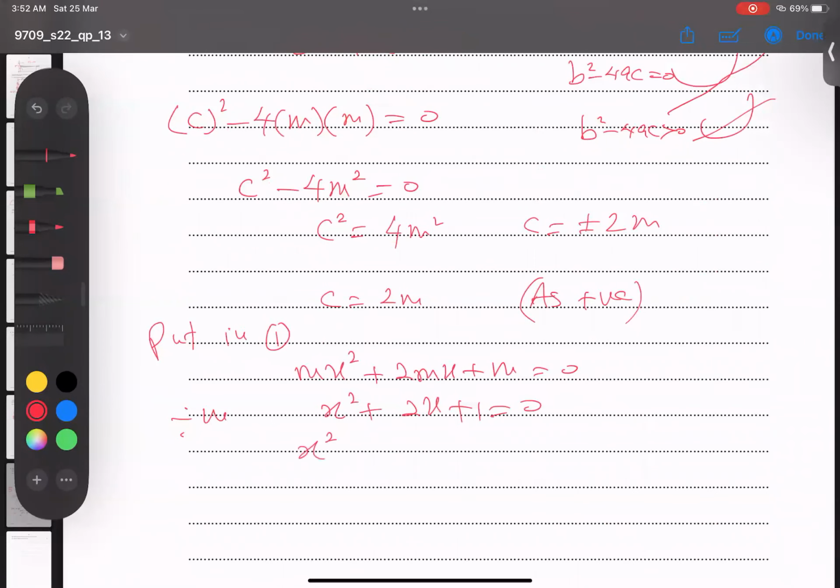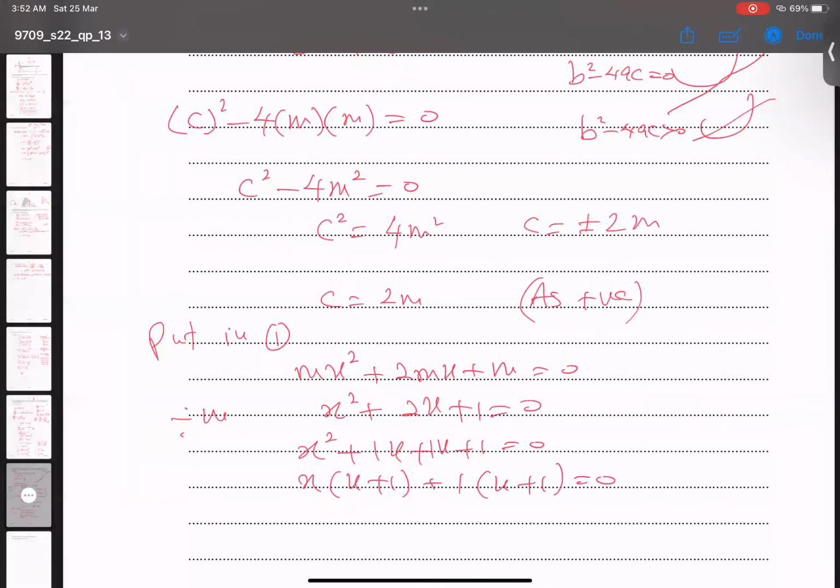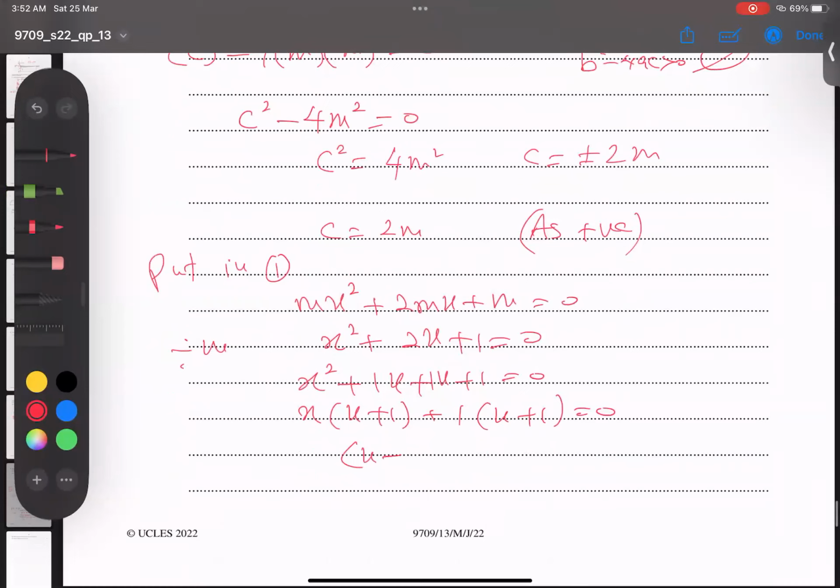Factorization: two 1s are 1, x plus 1 and x plus 1, x common, I get 1 common. So I get what, students? x plus 1 and x plus 1. I got 2 answers. Both are the same. So x is minus 1 is my answer.